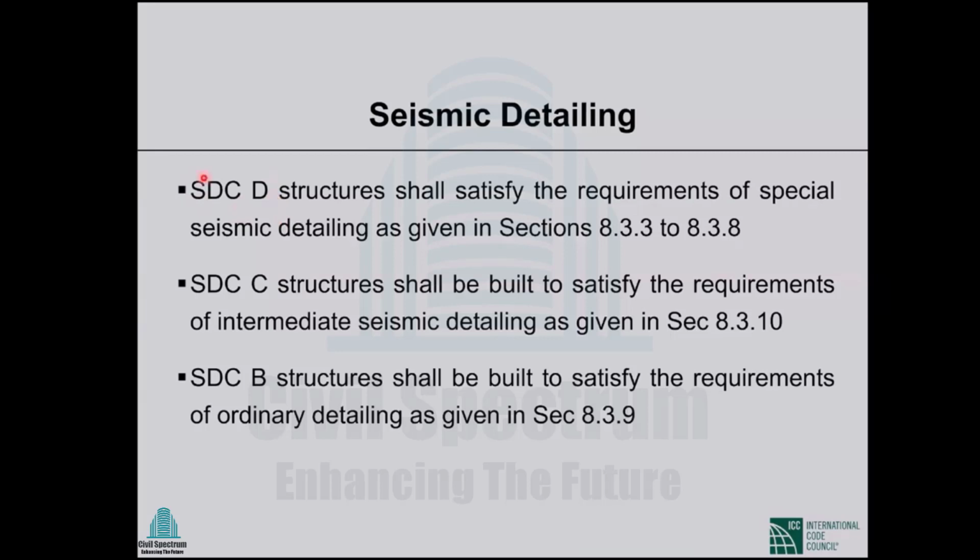So for seismic design category D, we have to follow these sections from 8.3.3 to 8.3.8, 6 sections, and these are quite extensive. A lot of provisions are there in these sections. So all the requirements in these sections have to be complied with if we want to build a seismic design category D building. For seismic design category C building, we have to comply with section 8.3.10, and for seismic design category B building, we have to comply with section 8.3.9. So this is very important.